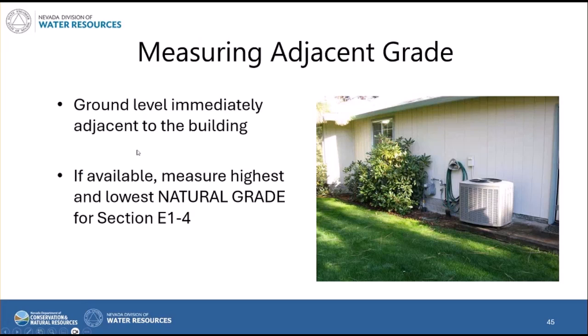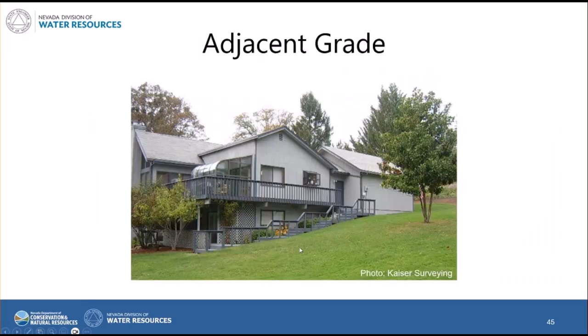I often get questions about whether something altered long ago could still be natural grade. Natural grade is defined as the undisturbed natural surface of the ground before any excavation or fill. If you're in doubt, make a note that that's probably finished grade. So again, that adjacent grade, if we're on a hill, it's going to have a lowest adjacent grade that's lower than the highest adjacent grade.